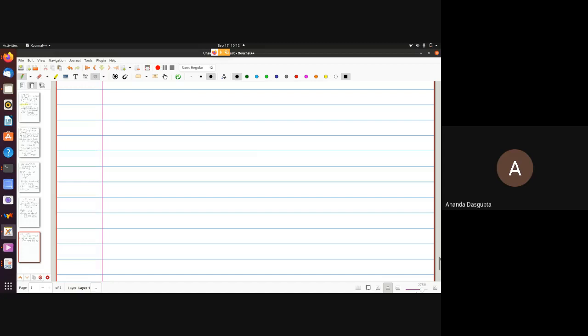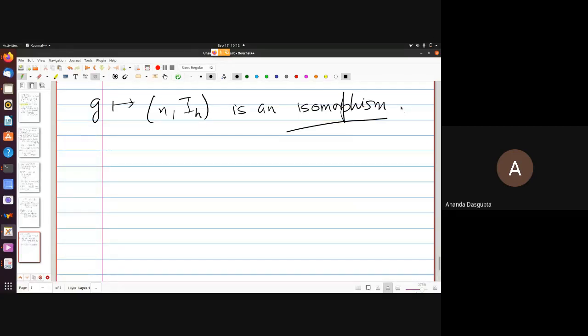All you need to show now is that this map, G maps to... and then you're done. So you need to prove this. The proof is very similar to the proof that we did in the last case.